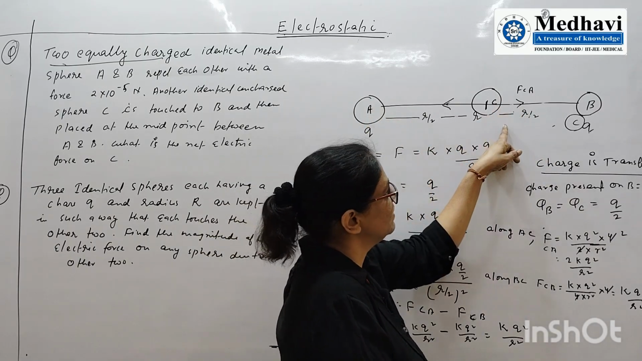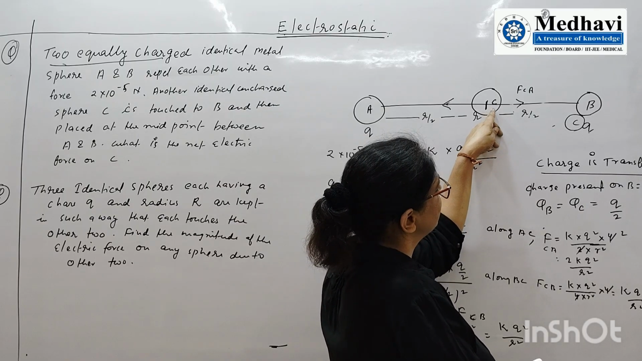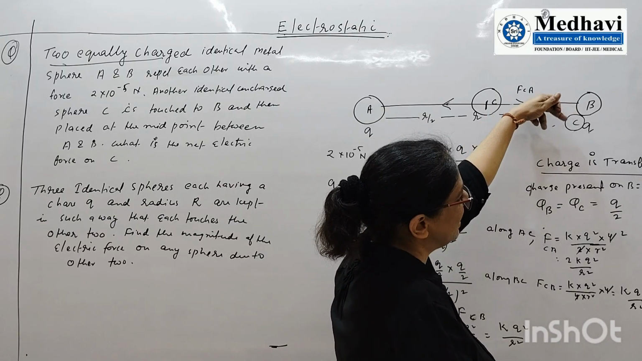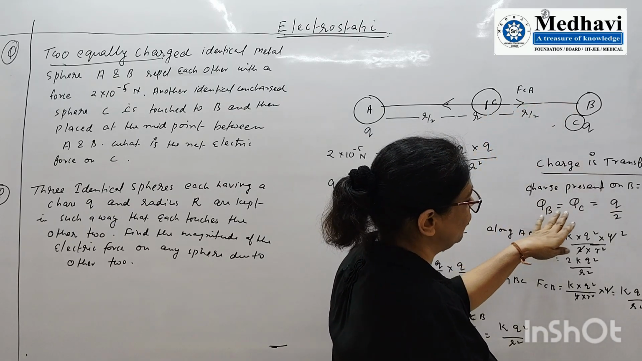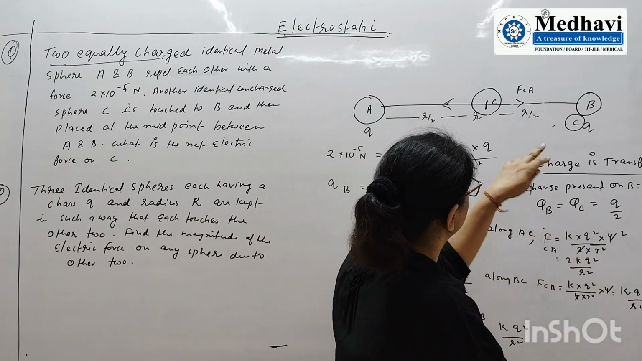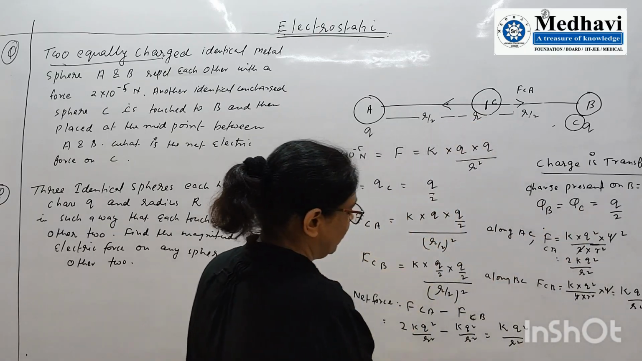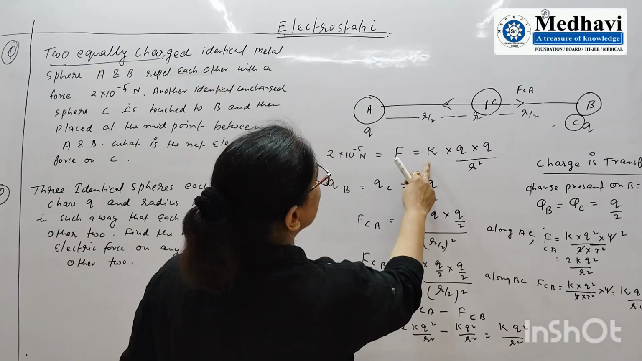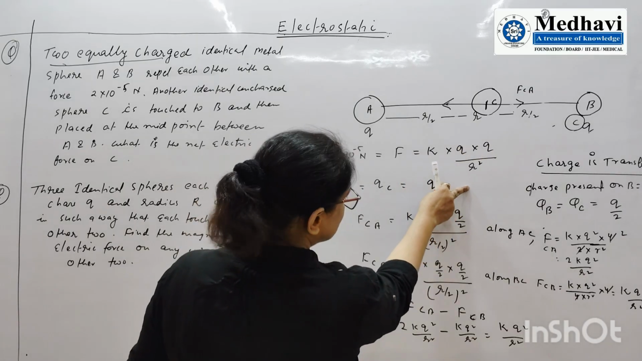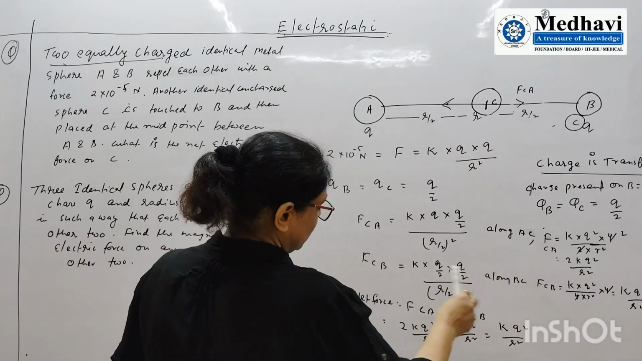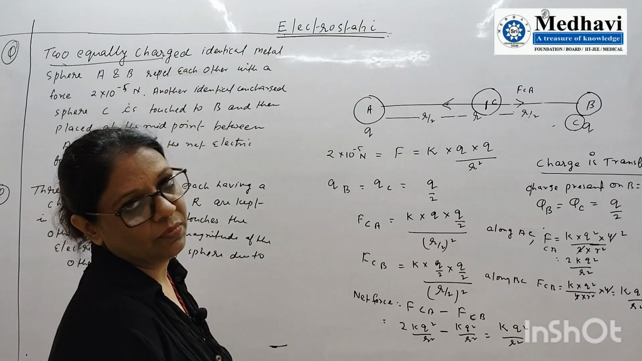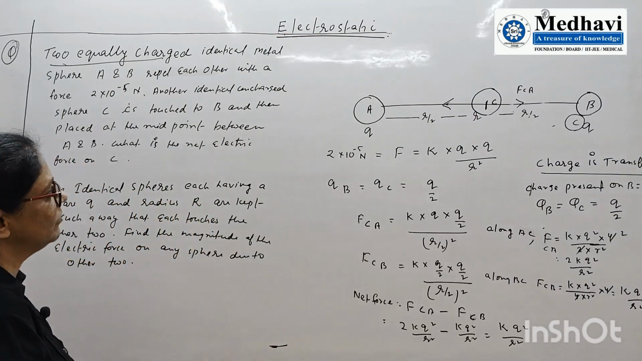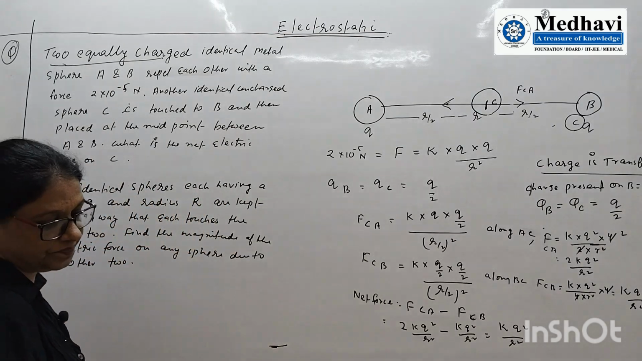But here one thing is important, that before keeping this C, it is touched with B, so charge will be equally divided between B and C, and then it is kept here, and we will calculate using this concept here. K Q square by R square is equal to this force. So this is the net force acting on the body. In this way, we can solve questions based on charge.